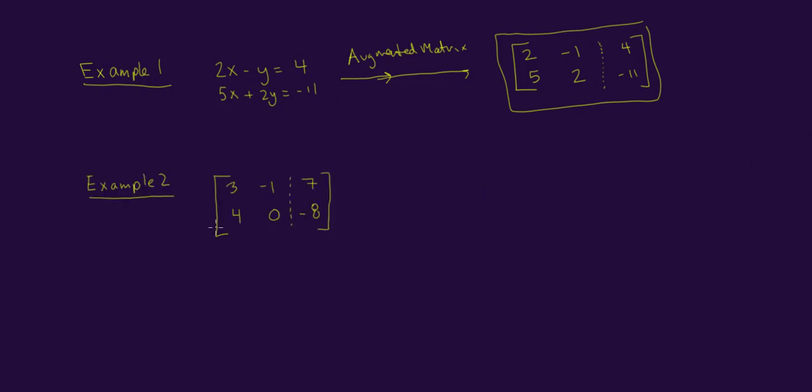Okay, let's try going backwards. Here's an augmented matrix. Let's take this and change it into its system. So we're going to change this into a system of equations. So what is the system representing here?